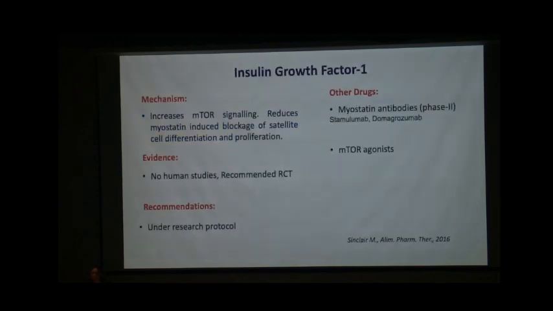So insulin growth factor 1, which is also a myostatin inhibitor, it increases mTOR signaling, but there are no human studies or recommended RCT. It's still under research protocol. There are other drugs which are myostatin antibodies which are in phase 2, stamulab and domazunab, and mTOR agonists which are still in the very early experimental stages. So we need to find out more clinical trials and go about it.